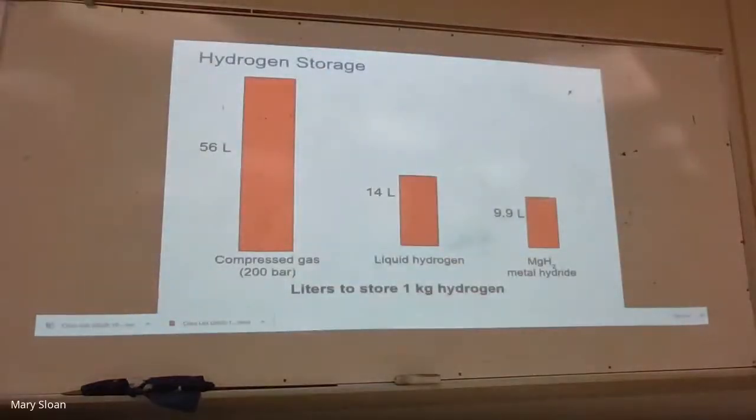And then the next one basically talks about hydrogen storage. Of course, as you know, hydrogen does take up space. And then we're showing you the difference between a compressed gas, a liquid hydrogen, and a metal hydride, which they make.